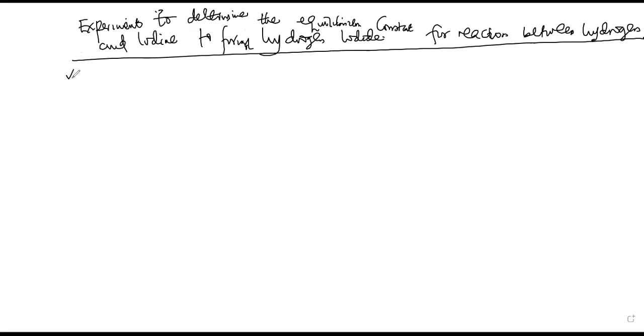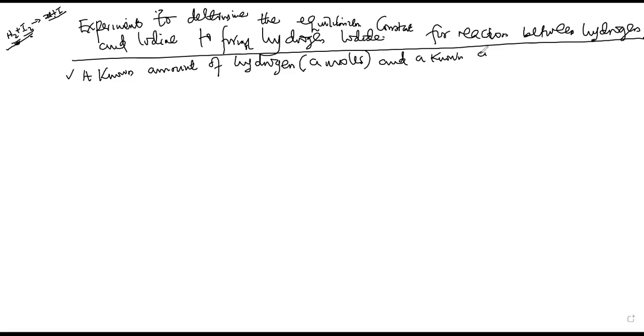So as we said, for this case hydrogen is reacting with iodine to form hydrogen iodide. So in this case it means that we are starting with hydrogen and iodine, we are going this side. So you should be knowing the concentration of this and concentration of this, all right? So let's say a known amount of hydrogen, this one should now be known in order to form this. So a known amount of hydrogen, let me say A moles, and a known amount of iodine, maybe B moles, all right, B moles.